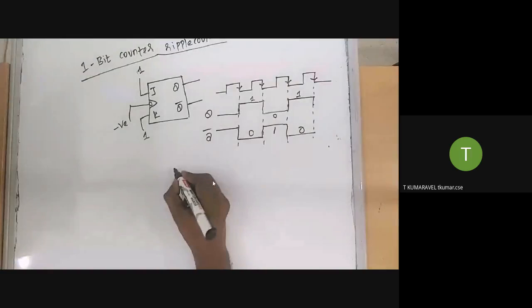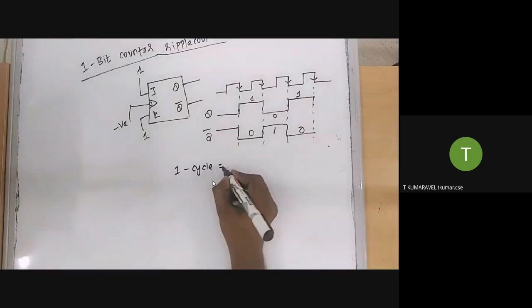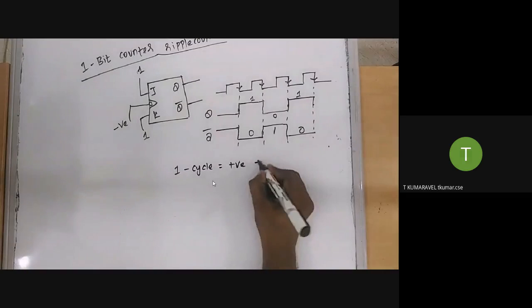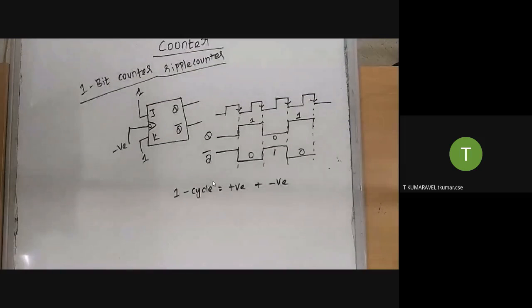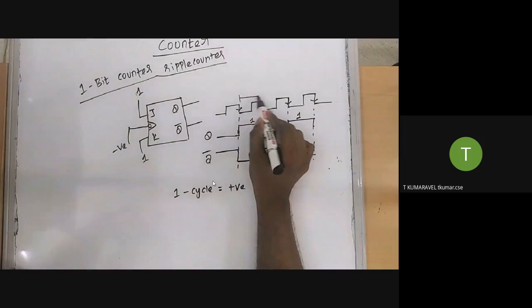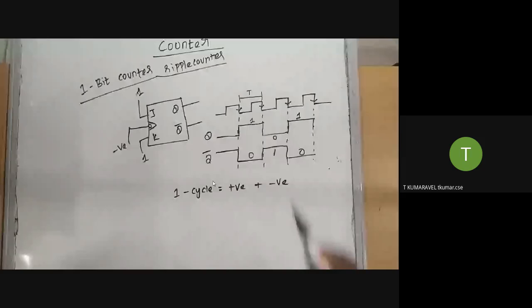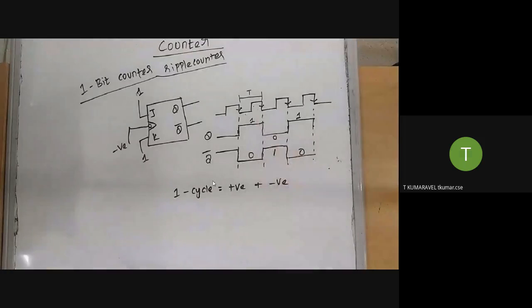Normally, when I say one clock cycle, it indicates one positive edge plus one negative edge. If we consider this diagram, here one negative edge is there and one positive edge is there. That's why I call this one cycle, one timing cycle.